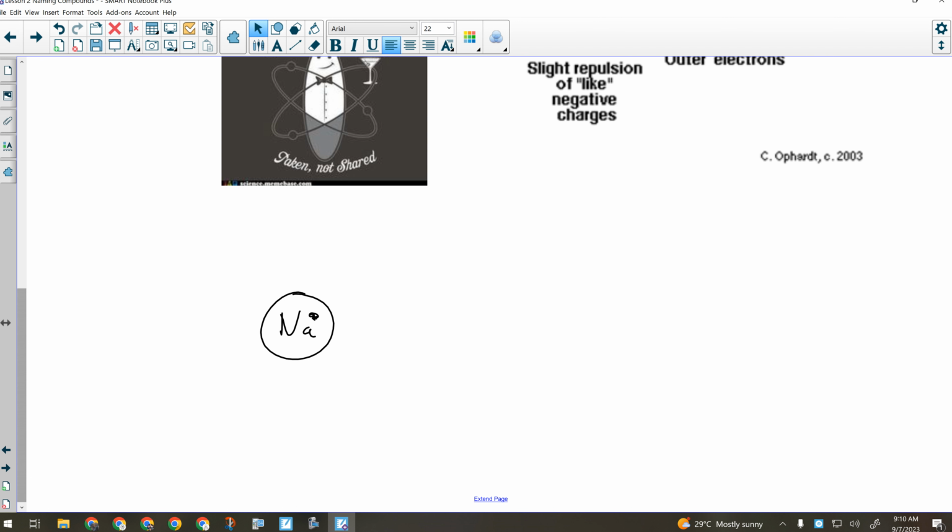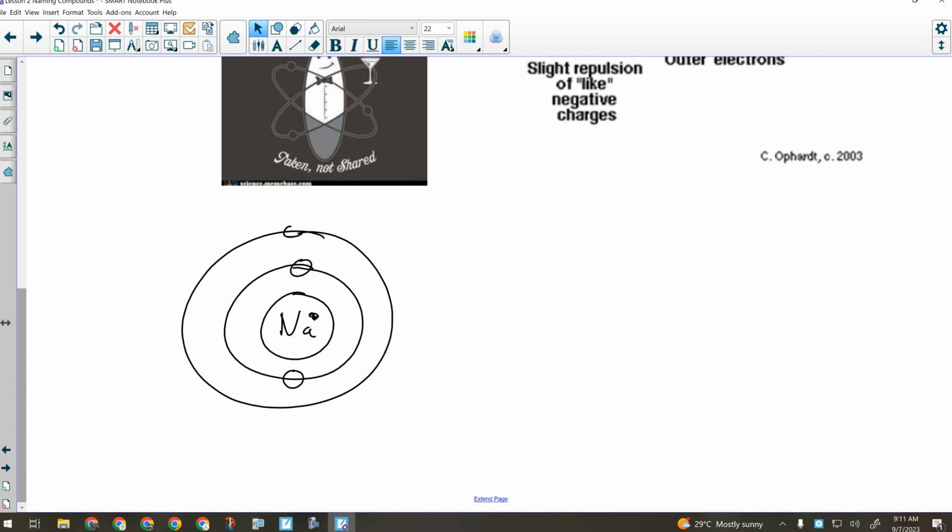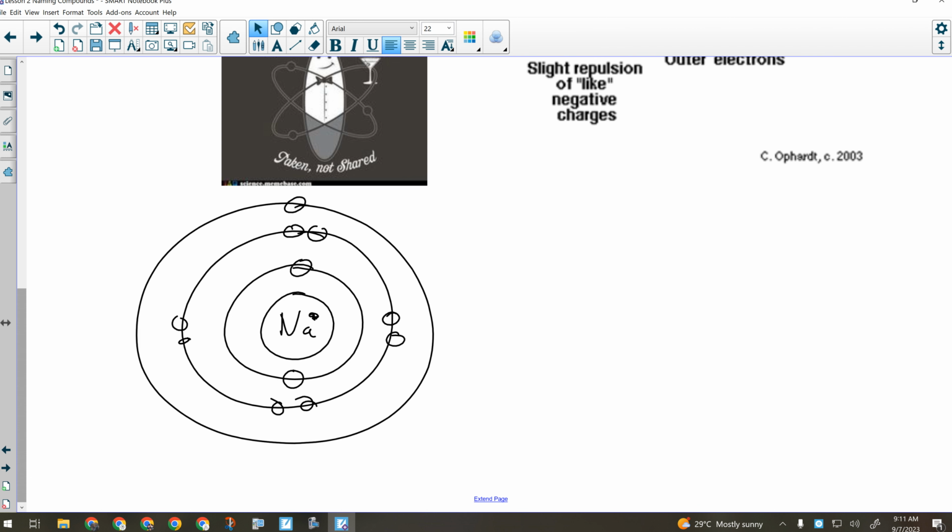So, according to Bohr, the first ring of electrons can hold 2 electrons. And then there's more and more rings as we go, and each of the successive rings can hold 8 electrons. So a sodium atom has 3 rings, and its last ring has only 1 electron in it.